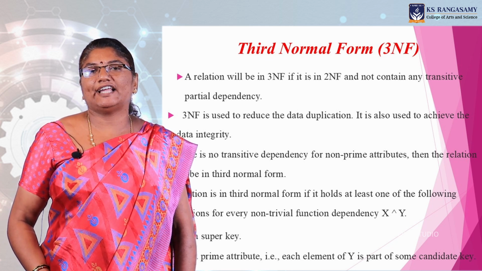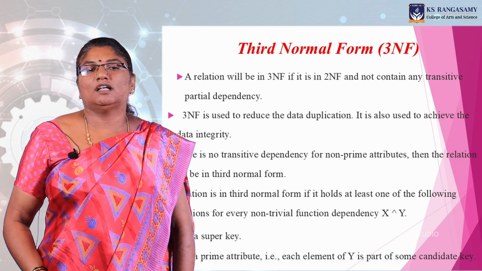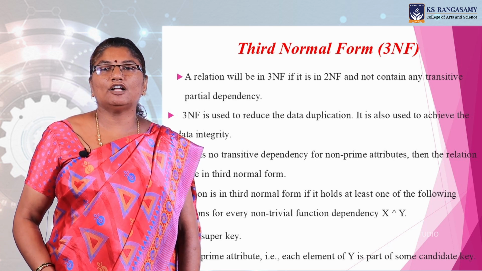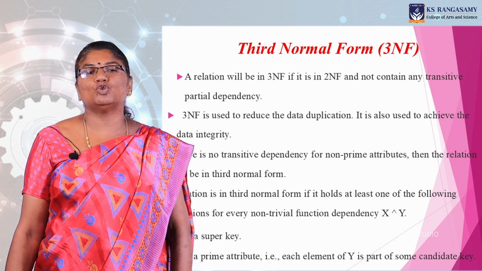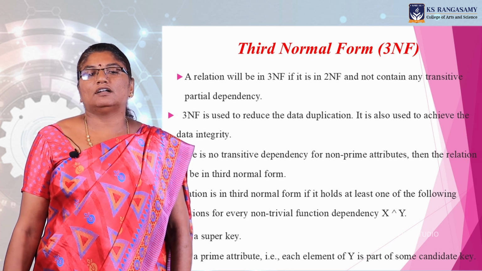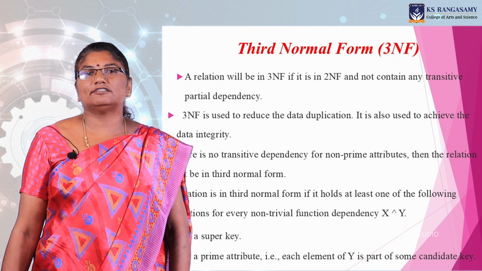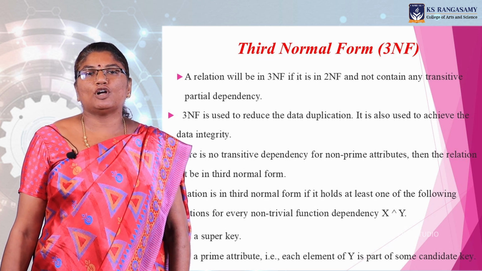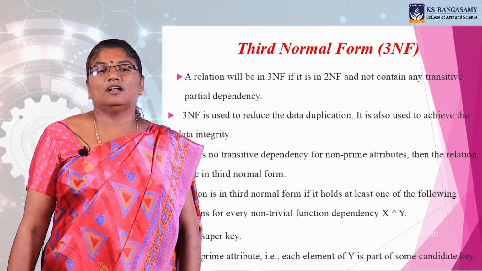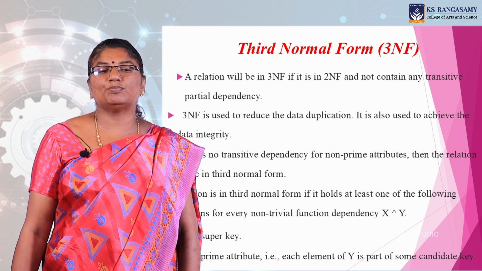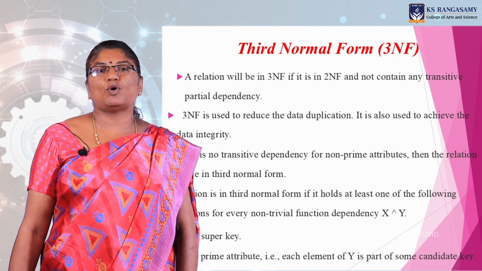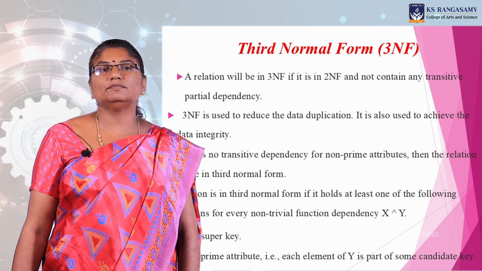It cannot contain a transitive dependency, and the third normal form is used to reduce data duplication. If there is no transitive dependency from a non-prime attribute, the relation is in third normal form. If you have a functional dependency X to Y, then X is a super key and Y is a prime attribute. Each element of Y is a part of some candidate key.